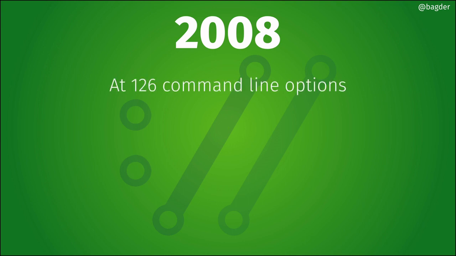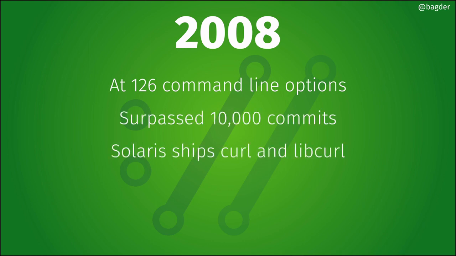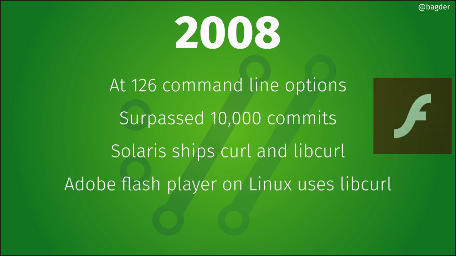So when we were reaching 10 years, we were at 126 command line options, right? Up from 24 at the beginning, so roughly a five-times multiplication. 10,000 commits already, and Solaris shipped it as well then. So we had all the Linux distros, we had Apple Mac, and we had Solaris. Pretty much, you know, it's getting reach.